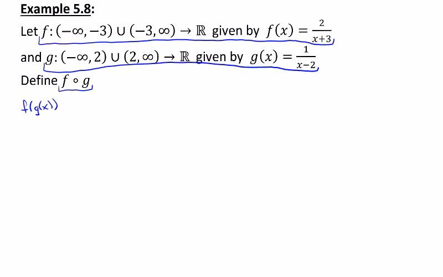So starting with f of g of x, I need to begin with g of x, which is represented by 1 over x minus 2. So I'm going to substitute that in, f of 1 over x minus 2. And then I'm supposed to take the 1 over x minus 2, and substitute that in for the x in f. So this is going to become 2 divided by 1 over x minus 2 plus 3.